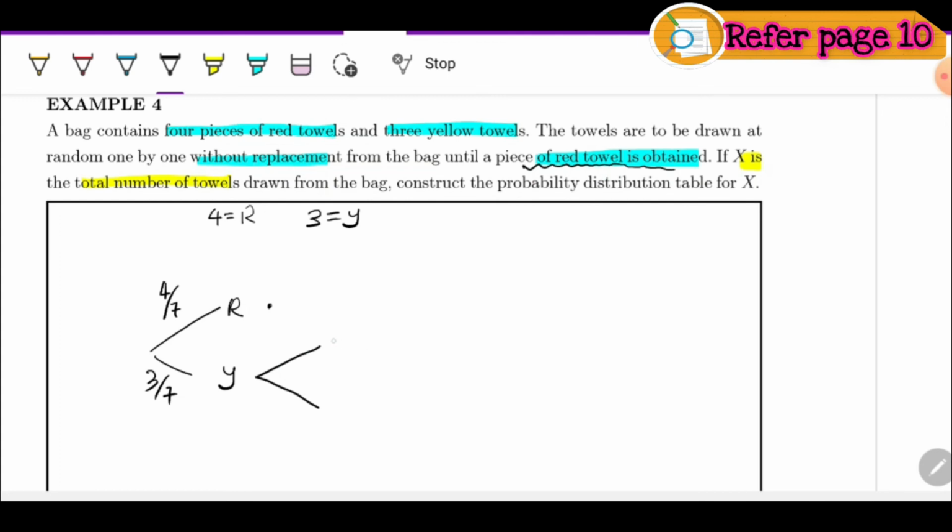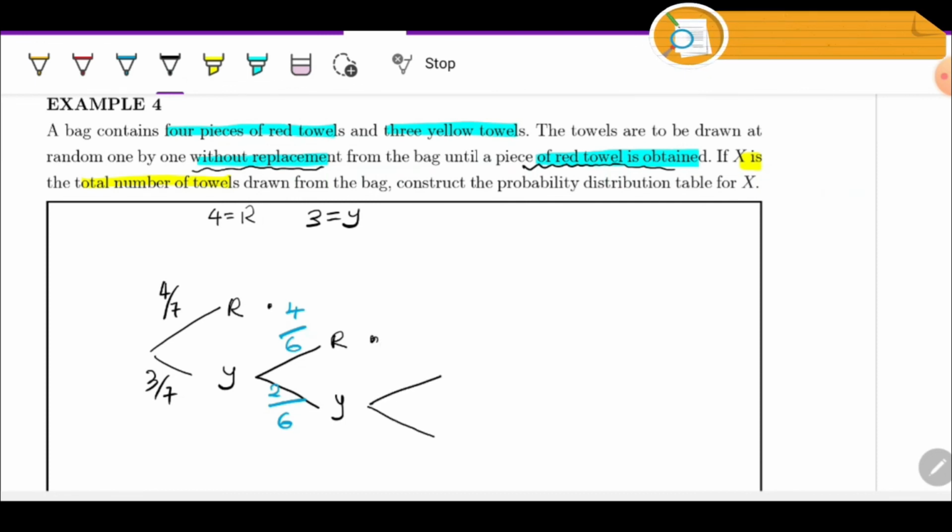For the second draw, we could get either red or yellow. The towels are drawn without replacement, which means the total space becomes decreasing. So the total space becomes 6. The probability for the second draw for yellow is 2/6 and for red is 4/6. Continue if you get a yellow towel for the second draw.